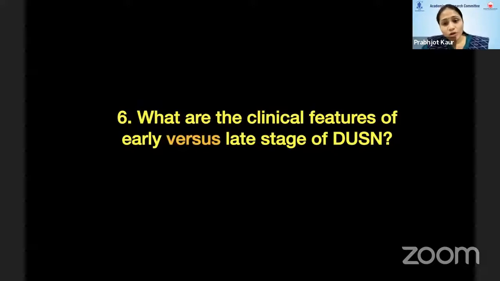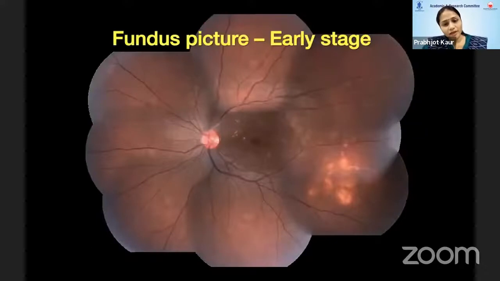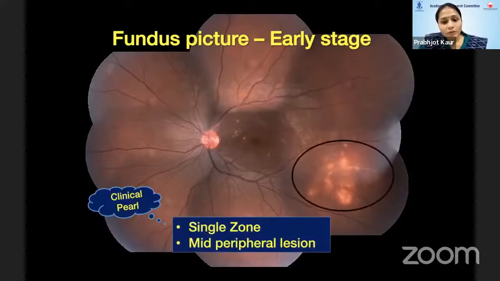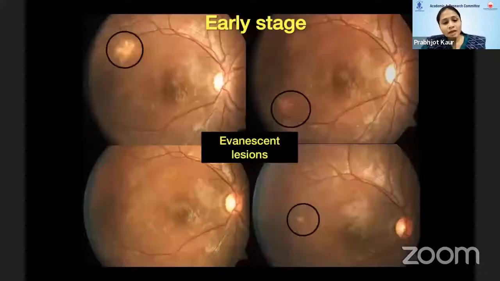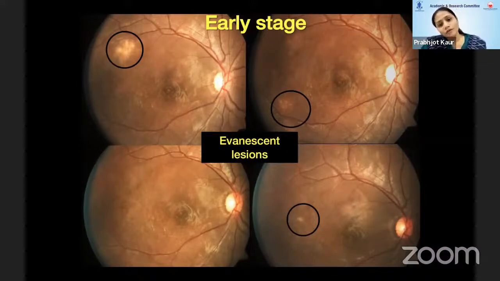The sixth question, what are the clinical features of early versus late stage of DUSN? Now, we already described in detail the early stage fundus picture, where one would see outer retinal lesions to begin with in a single zone in the mid-peripheral area. And these lesions are typically evanescent. That is, they start in one area and then gradually disappear from there. And then you start seeing new crops of retinitis in other areas, which would be either adjacent to the previous ones or away from them, depending on the mobility of the worm.